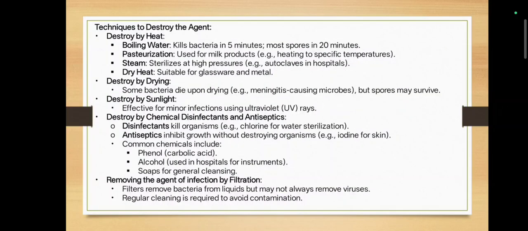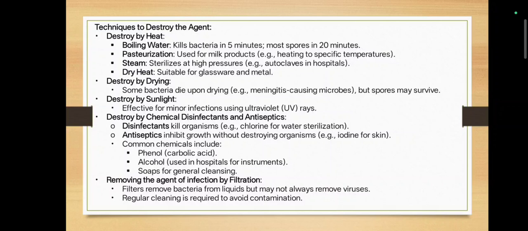Techniques to destroy the agent. Destroying by heat. Boiling water, which kills bacteria in 5 minutes and most of the spores in 20 minutes. Next is pasteurization. It is used for milk products, for example, by heating to specific temperatures. Steaming. It sterilizes at high pressures, for example, autoclaves in hospitals. Dry heat. It is suitable for glassware and metal.